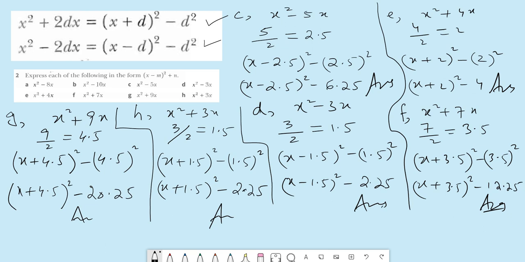Okay students, so we have finished question number 2, all parts. Hope you completely understand this question. Now I am starting question number 3.